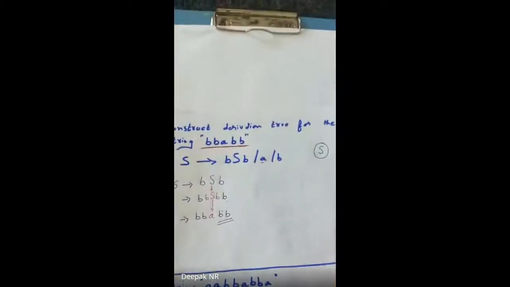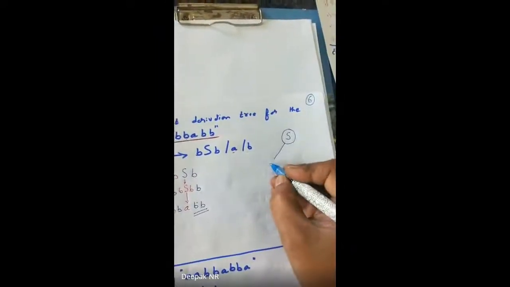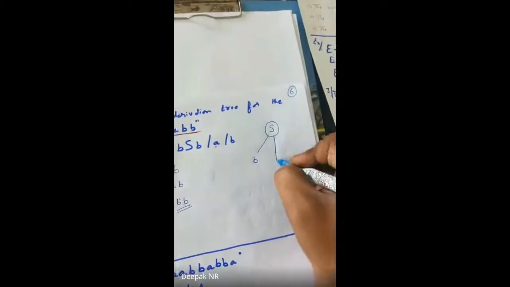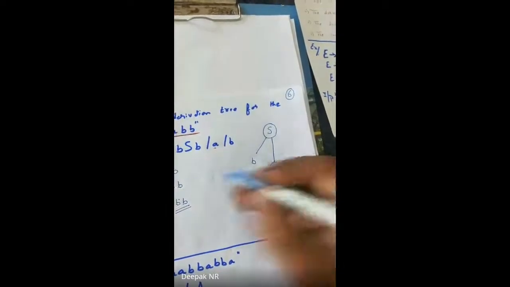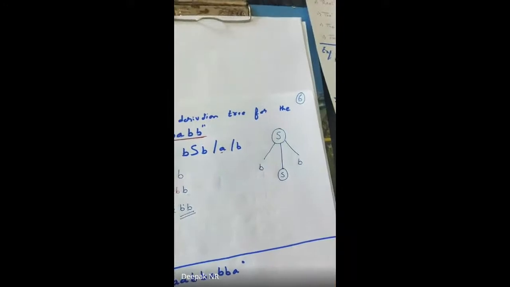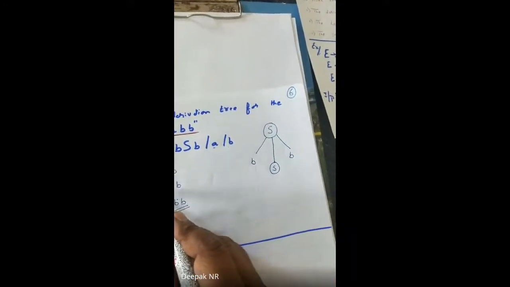Okay, now what should we do? First I have taken BSB. So I'll take B. B is a terminal, so I'll not write a circle. S is a non-terminal, I will write it in a circle. Then again B is a terminal, so I'll not write a circle. Clear? Then this S I have replaced with BSB.